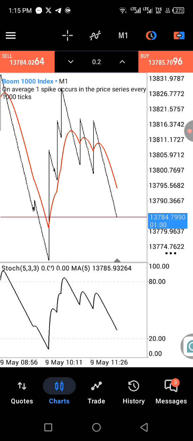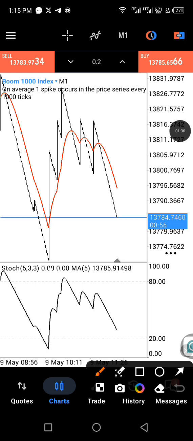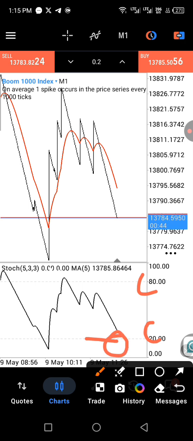If you look at this indicator right here, we have two things: there's level 20 and there's level 80. If I want to scalp, maybe take a buy trade in this market, I'll be looking at taking a trade when the market gets to level 20. So as soon as price gets to this level 20, I'm going to be taking a buy trade.